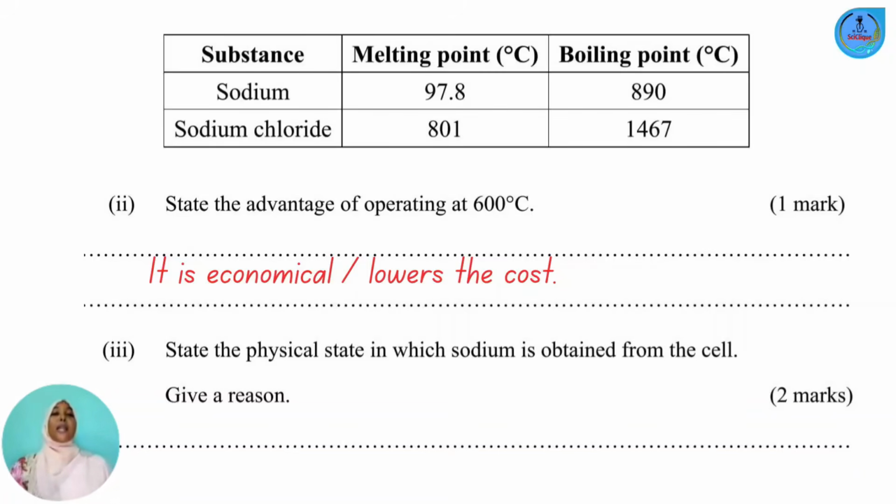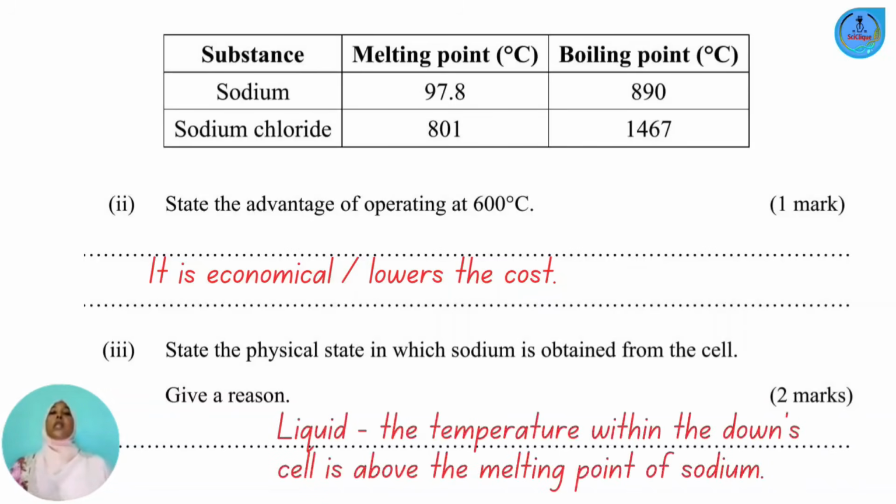Roman number 3, state the physical state in which sodium is obtained from the cell. Give a reason. Now, the sodium metal, at the end of electrolysis, we are going to end up having sodium metal. Sodium metal is going to be in liquid state. The temperatures are going to be around 600.